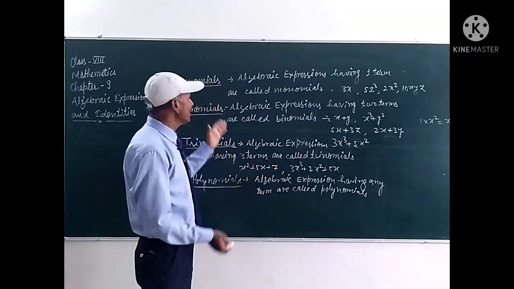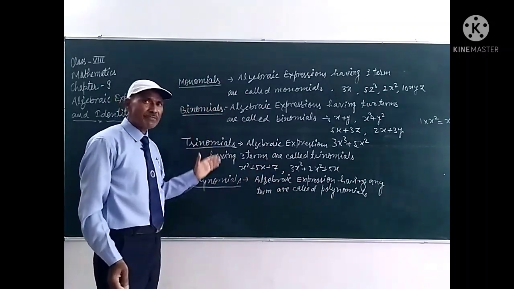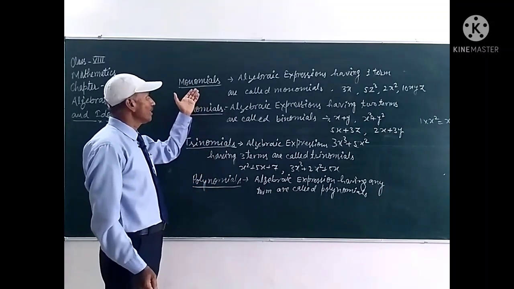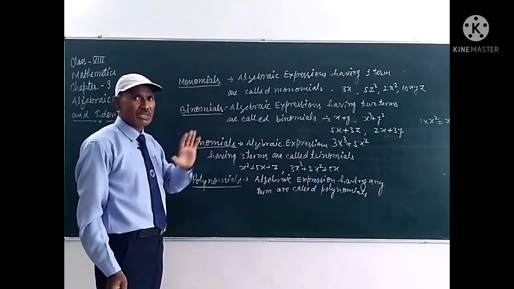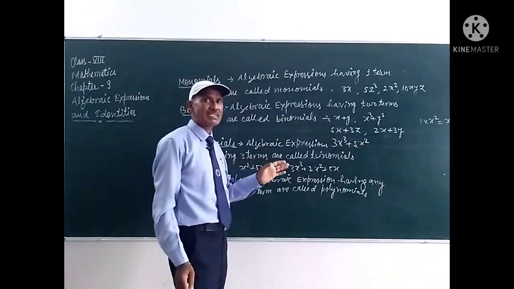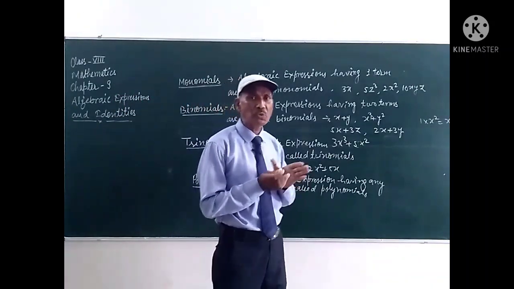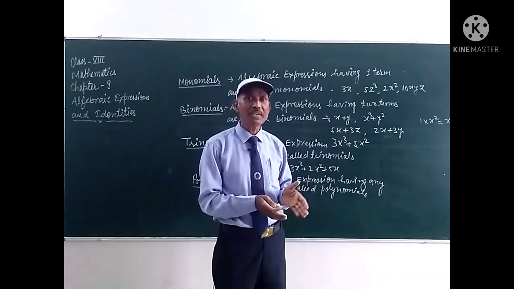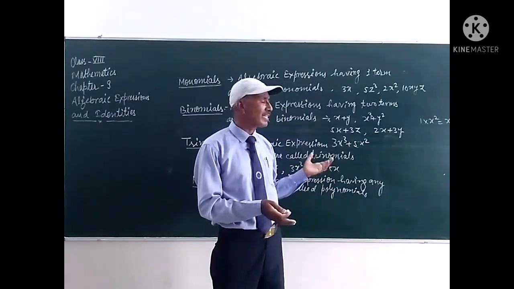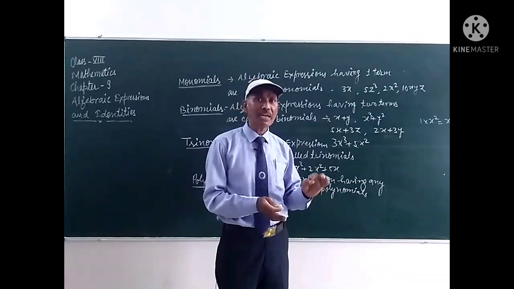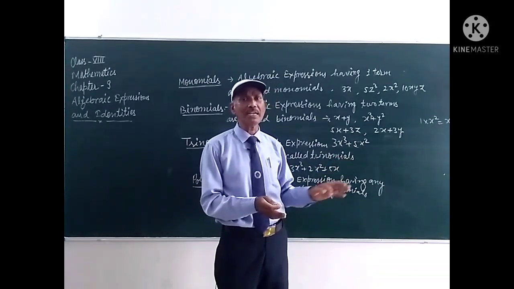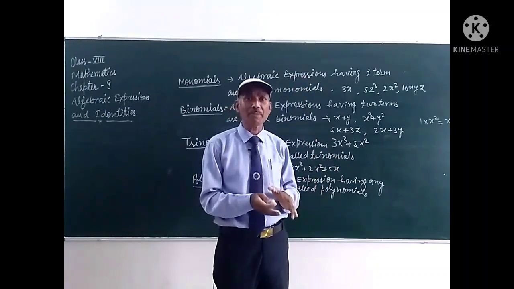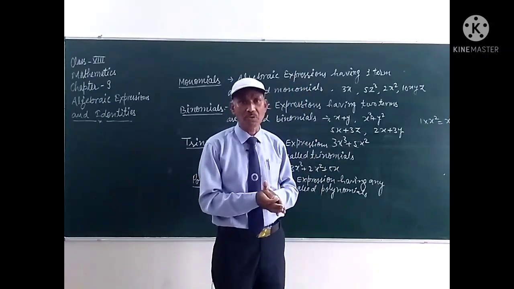So, student, this is the classification of algebraic expressions. If there is only a single term, that is called a monomial. If there are 2 terms in an algebraic expression, that is called a binomial. If there are 3 terms, that is called a trinomial. And if there are more than 3 terms, we can call it a polynomial. And we can call all these algebraic expressions polynomials, student.